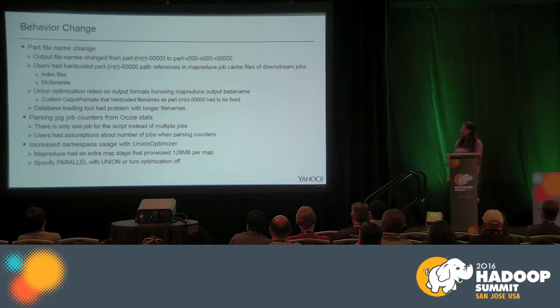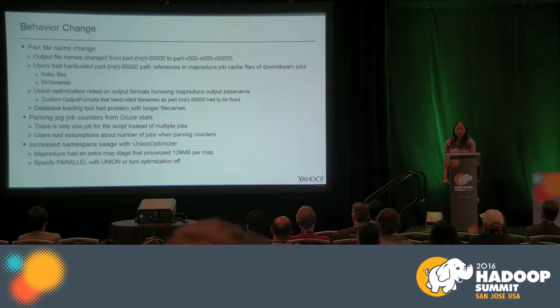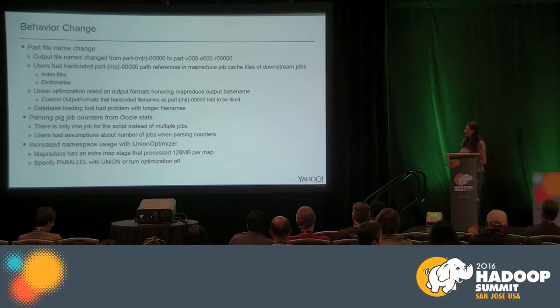The other case was parsing Pig counters. With Oozie Pig actions, you can say, give me all the counters for all the child jobs this Pig job ran. What happened was, in MapReduce, you will have 3 or 4 jobs for a longer Pig script. In Tez, there's only one job. So people were relying on, okay, I have 4 jobs, the third job would have this counter. So all that logic was broken. There's only one job now, so they had to go fix that.